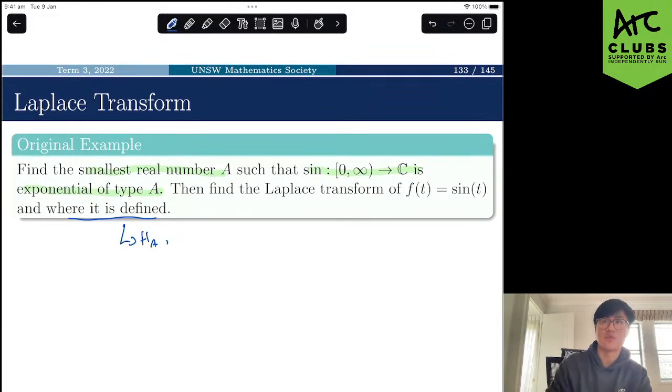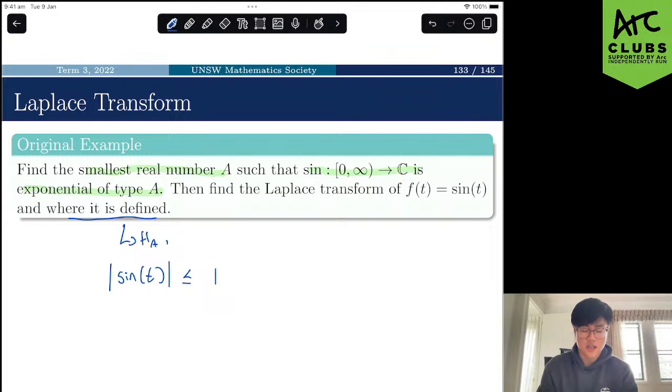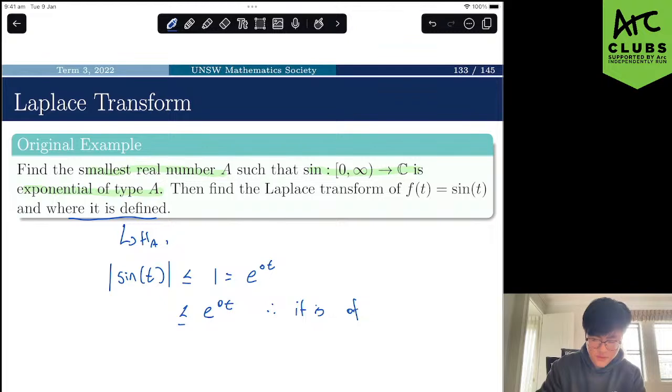To do this, we just simply look at sine of t. We know the magnitude of it is less than or equal to 1. And 1 is equal to e to the 0t. And I guess by definition, that just means that sine of t is bounded by e to the 0t, therefore it is of type 0. So then that means it's defined on H_0.